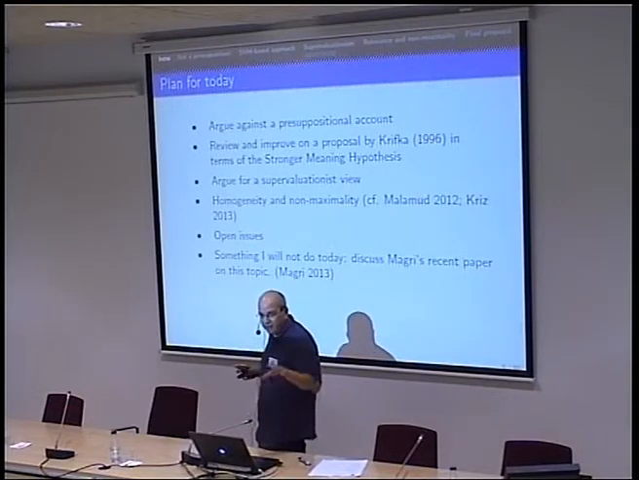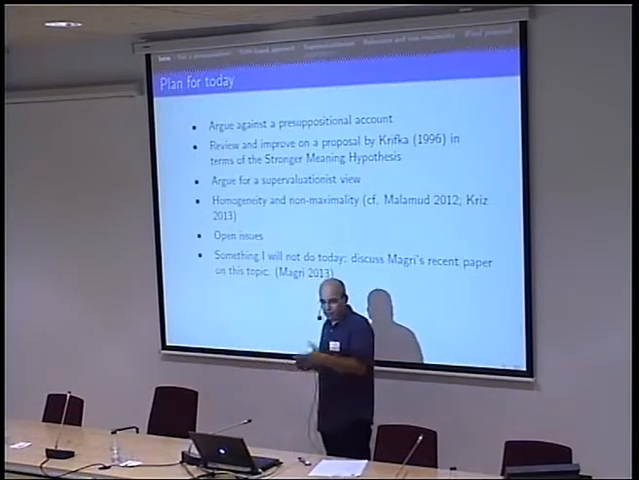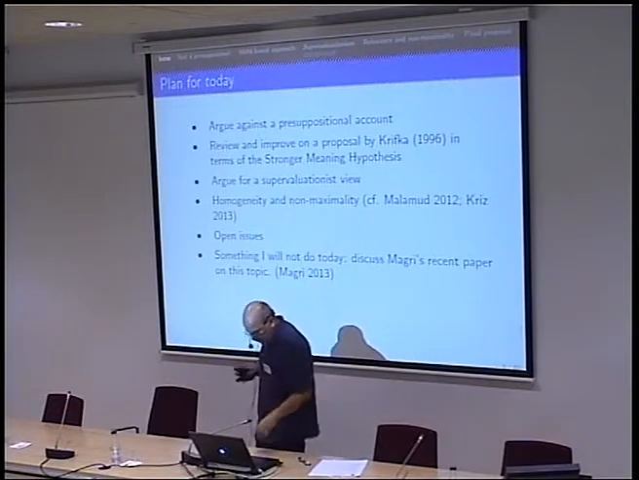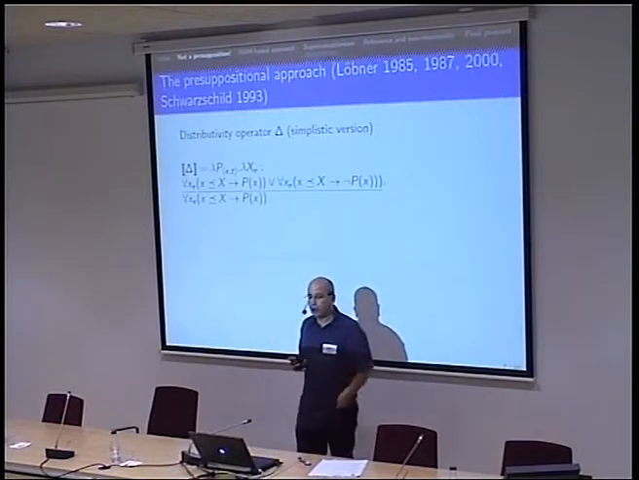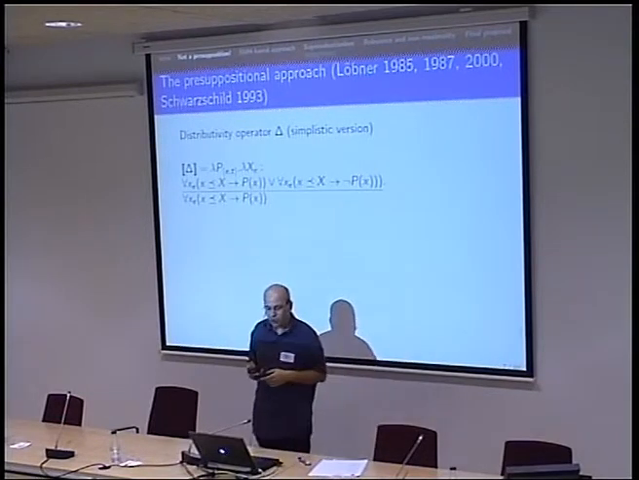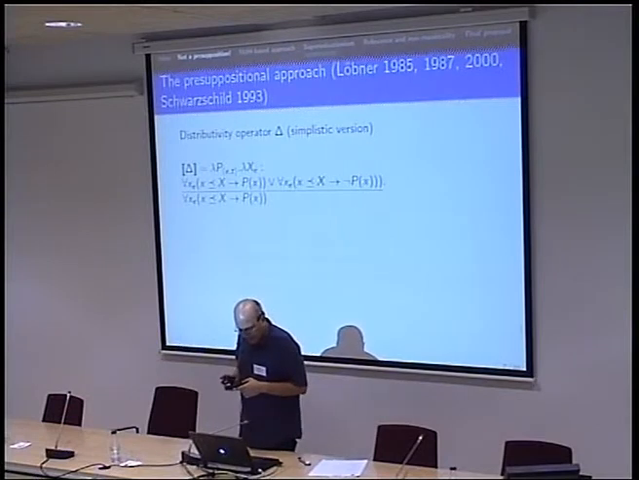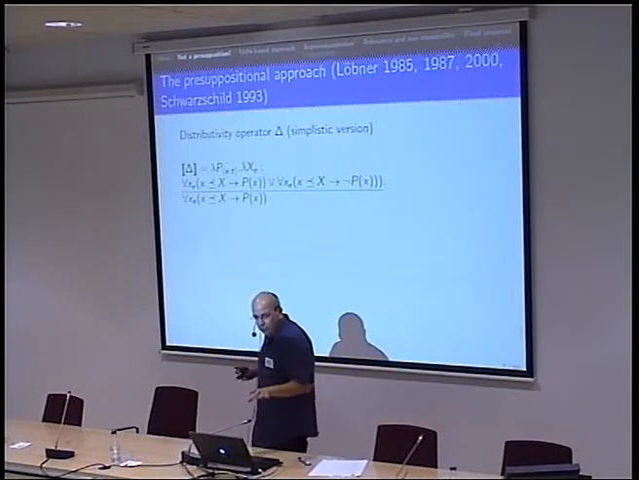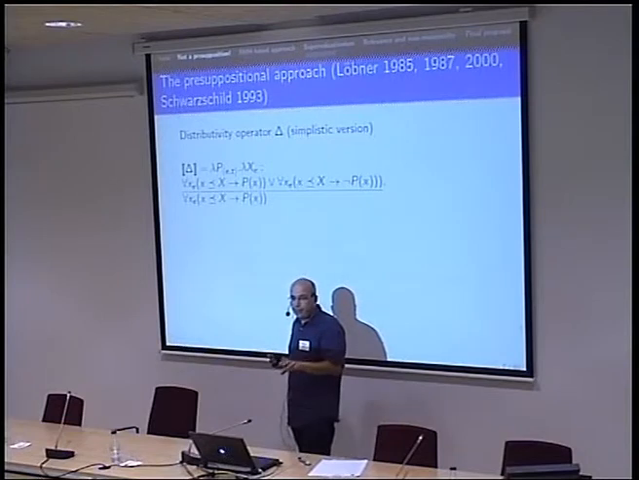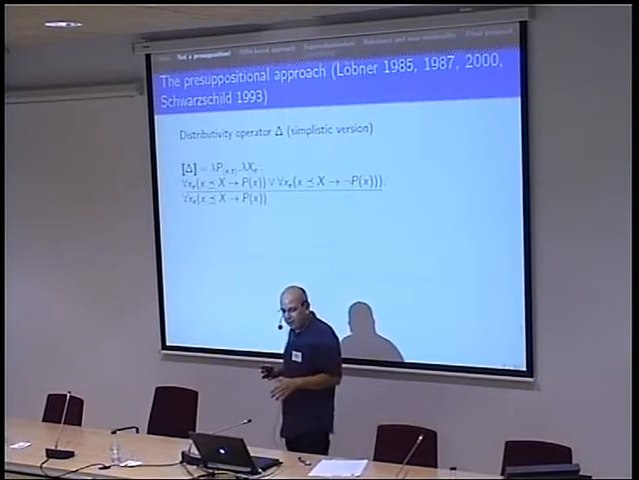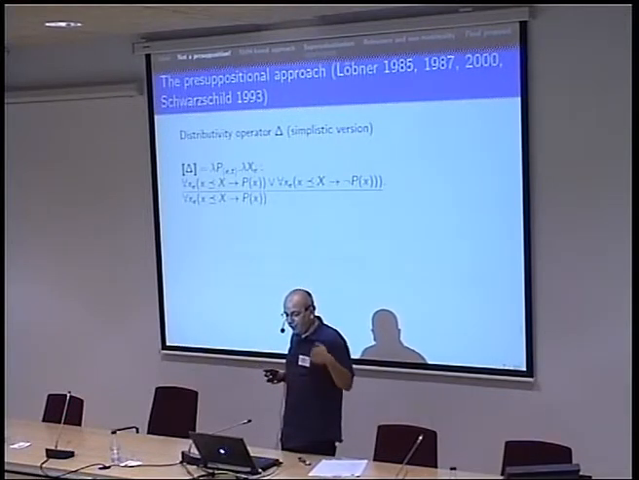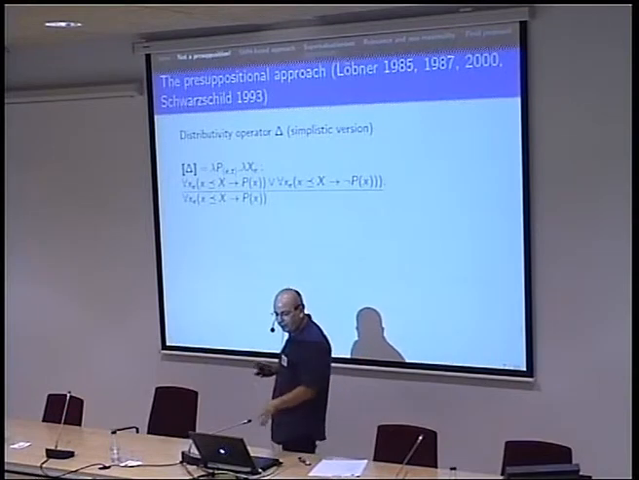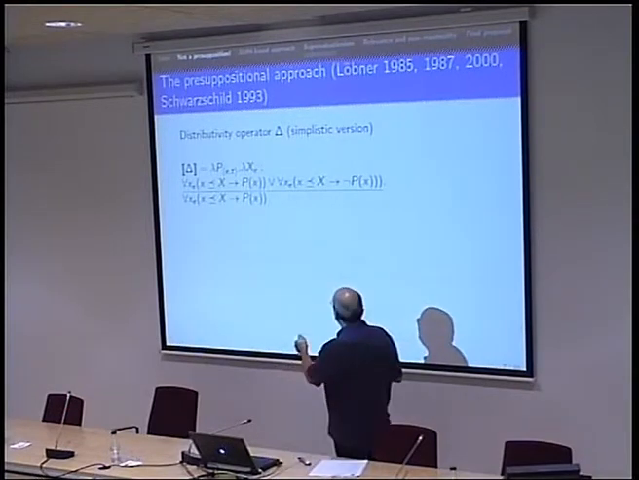What I will not discuss is a recent paper by Magri that is totally relevant for this, but that's due to time constraints. Okay, so the presuppositional approach was developed after Loebner by Schwarzschild and also Gajewski. The view is that the distributivity operator triggers the homogeneity presupposition. Basically, the distributivity operator applies to a predicate, and it returns a predicate that is true of an individual x, of a plural individual x.